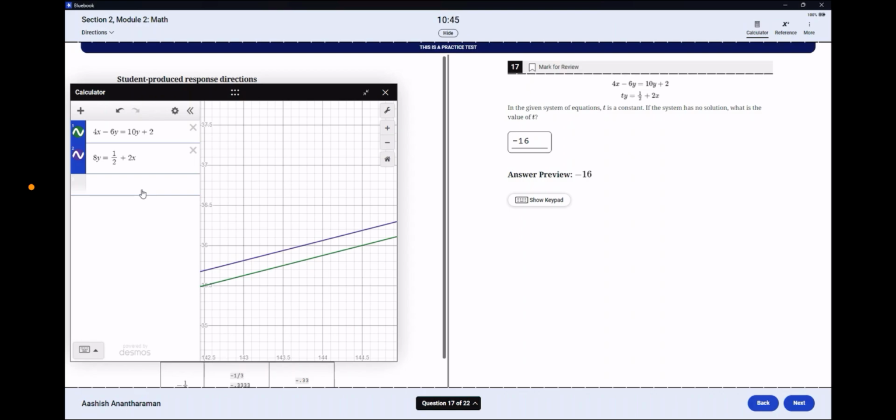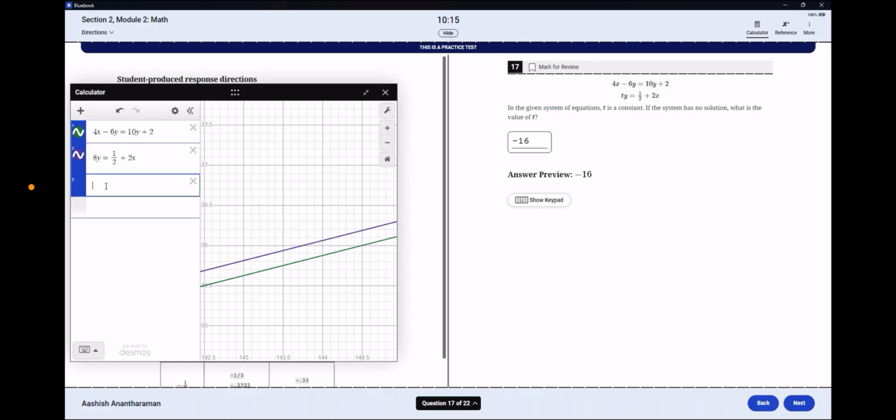So 4 over negative 16, y equals negative 1/4 x. On the top, we have a slope of negative 1/4. We want to try and get a slope of negative 1/4 here. So we already have 2x, so 2 over t has to be negative 1/4. 2 over negative 1/4 equals t.